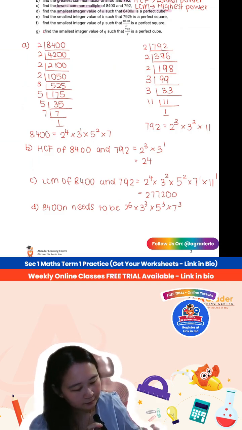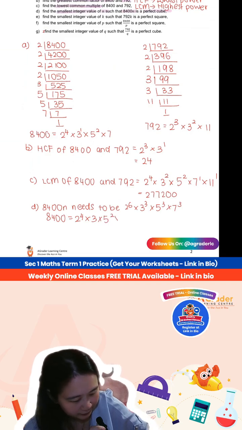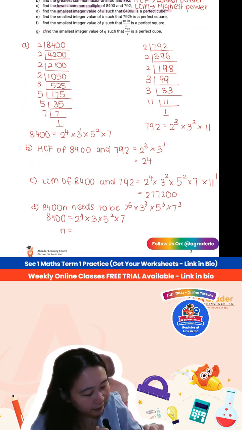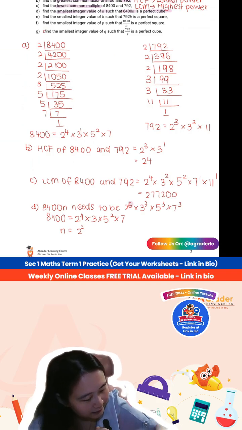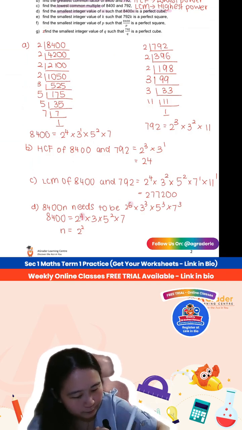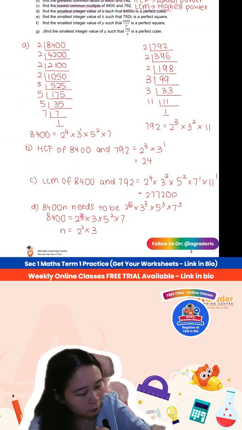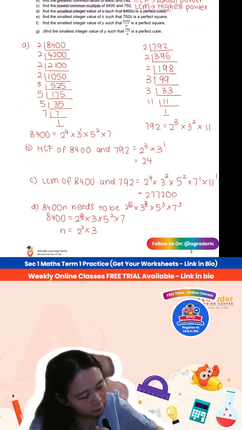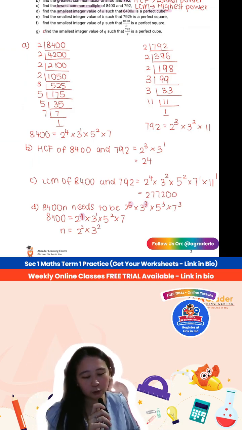Okay, and then we know that 8,400 is equal to 2 to the power 4 times 3 times 5 square times 7. We compare the powers here. So n must have 2 square, because we take 6 minus 4, power 2. And then times, for base 3, cube, so 3 minus 1 is 2.